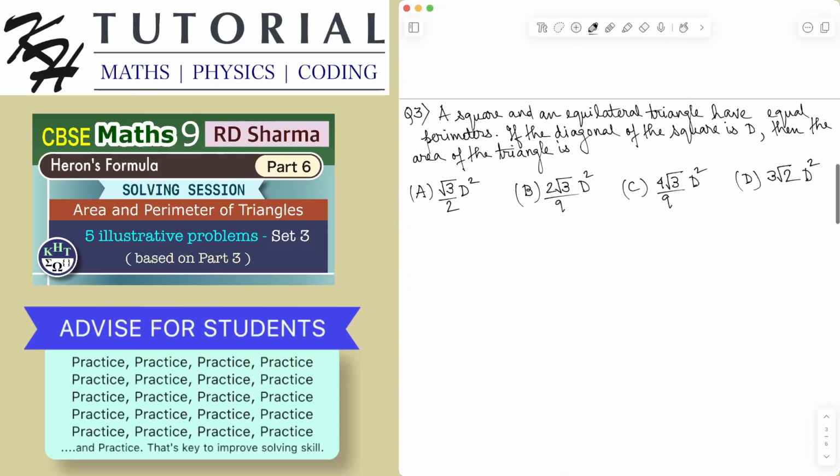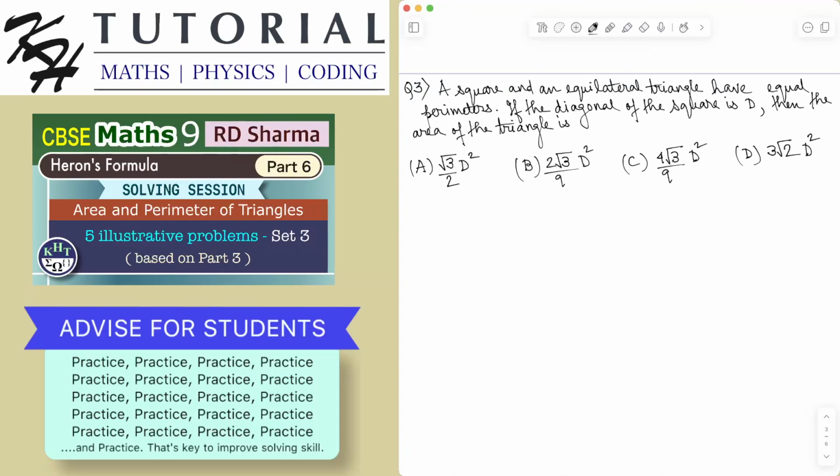Let's see the next problem. Question number 3. A square and an equilateral triangle have equal perimeters. If the diagonal of the square is D, capital D, then the area of the triangle is. Okay, so let's say this be the square. If the diagonal of the square is capital D, so the diagonal is given to be capital D.